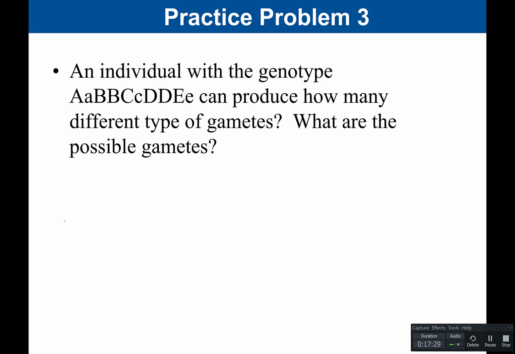So you need to write out what are the possible gametes as well as how many different types of gametes there are. So again, go back and review the slide before if you are still unsure of how to solve this problem. Remember that whenever there's only one possibility, don't branch that, just draw a line straight across. So you're going to solve this problem.